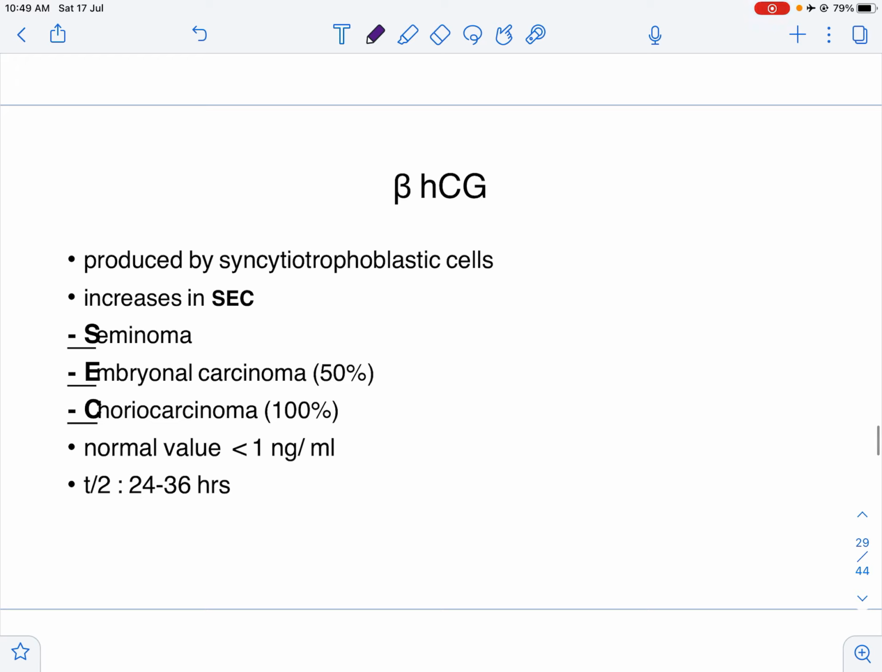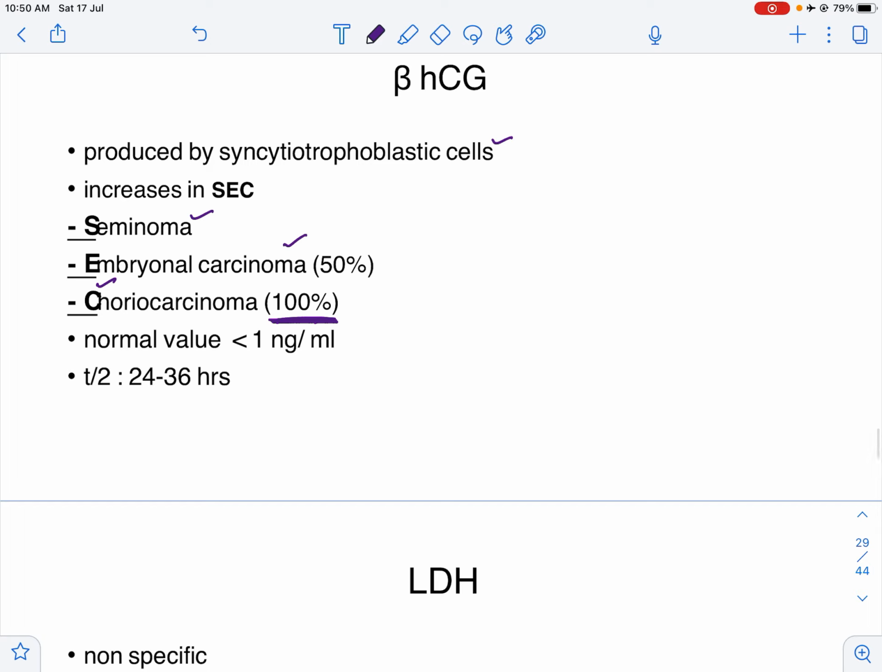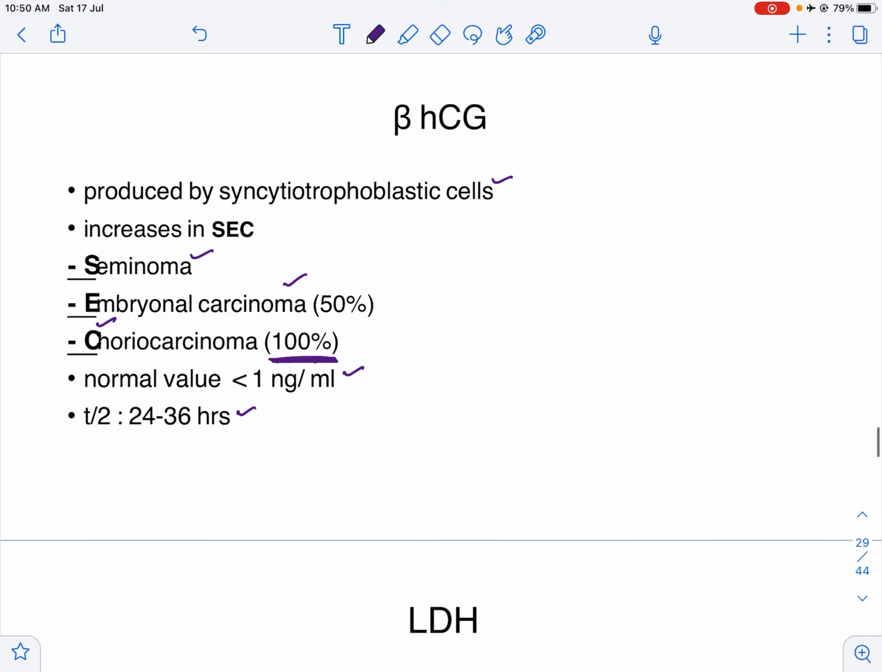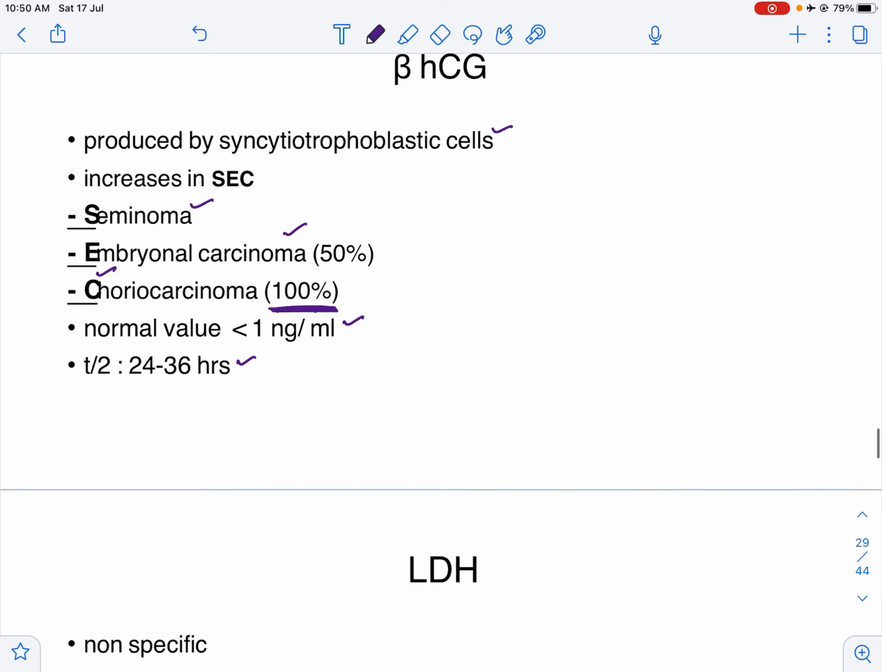Next is beta HCG. Beta HCG, or beta human chorionic gonadotrophin, is produced by syncytial trophoblastic cells. It increases in tumors which can be remembered by the mnemonic SEC, where S stands for seminoma, E stands for embryonal carcinoma, and C stands for choriocarcinoma. Here, as you can see, the beta HCG is raised in 100%, that is, it is raised in all the tumors of choriocarcinoma. The normal value of beta HCG is less than 1 nanogram per ml, and it has a half-life of 24 to 36 hours. Both the normal value as well as the half-life of beta HCG is way lower when compared to alpha fetoprotein.